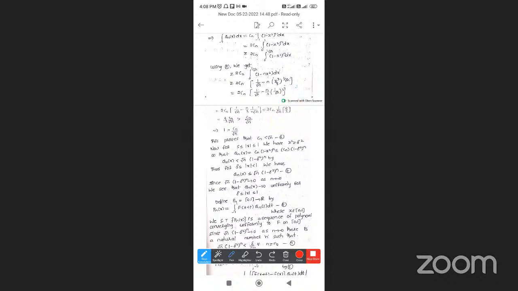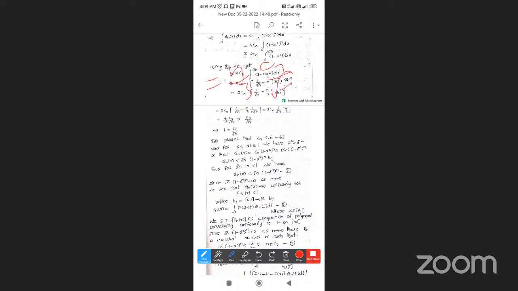Sir, so we have 1 by root n minus n by 3 into 1 by n root n. Here n is cancelled: 1 by root n minus 1 by 3 into 1 by root n. Taking 1 by root n common, what do we get? 1 minus 1 by 3, what is the value? 2 by 3 root n. And already we have 2Cn before, so that 2 becomes 4 by 3. So in total we get 4 by 3.